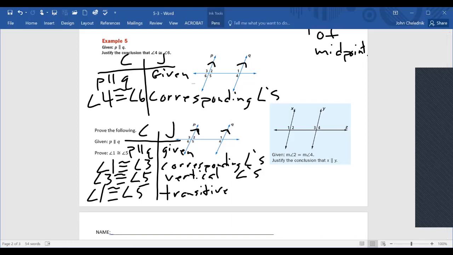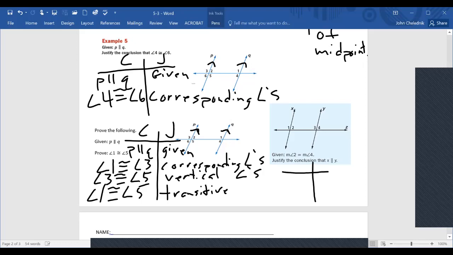Okay, now last but not least, we have one more here. It says given that the measure of angle 2 is equal to the measure of angle 4, that's given. It wants us to justify the conclusion that x is parallel to y. Well, 2 and 4 are corresponding angles. You can see that. They're corresponding angles. So that's why x is parallel to y. That's only a one-step proof right there.